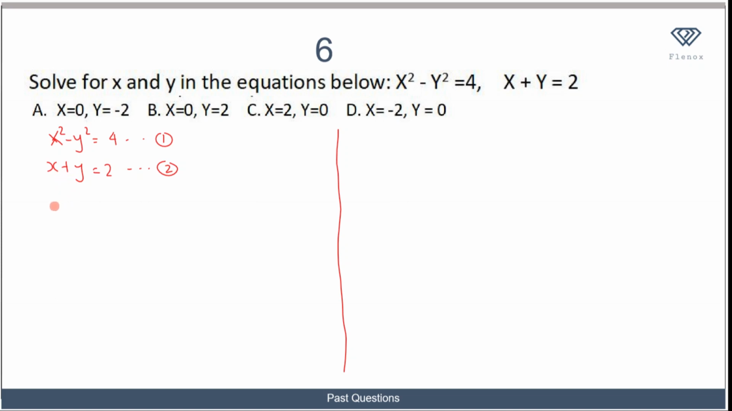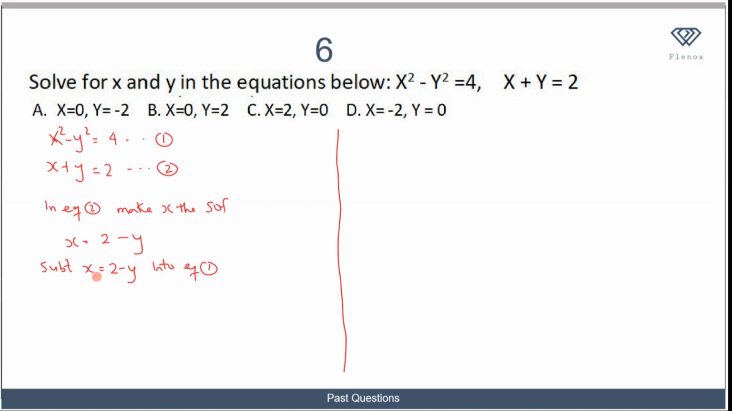So in equation 2, we can make x the subject of formula. And what would that be? So it means that my x now equals what? 2 minus y. So we can now substitute this value, x equals 2 minus y, into equation 1.